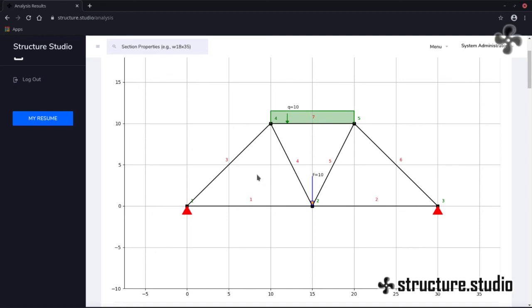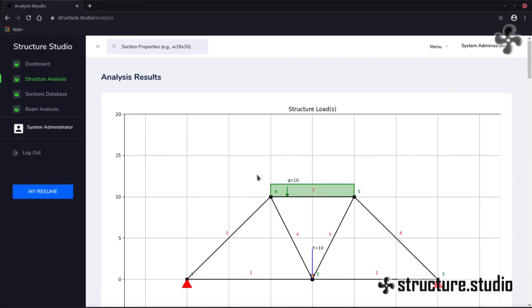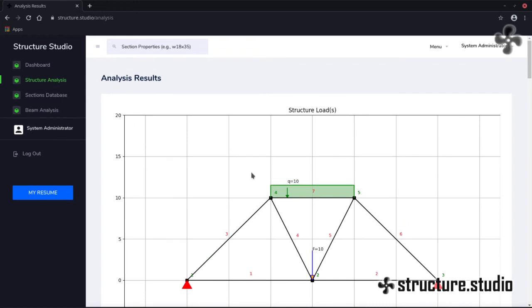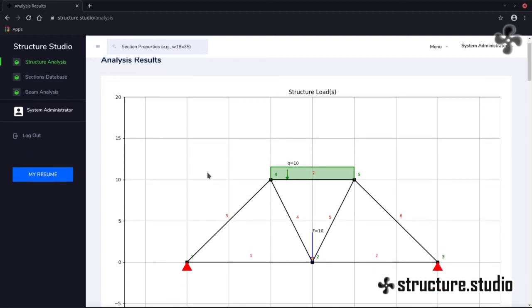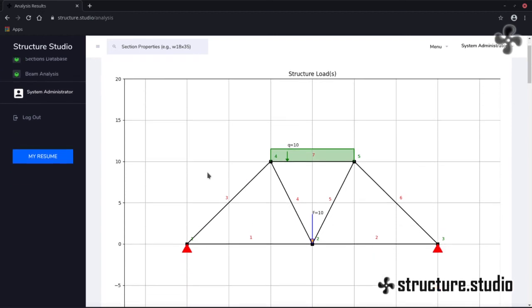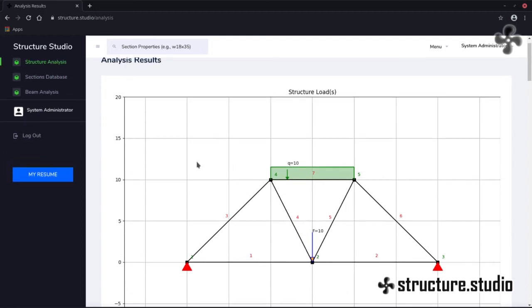All right. I think that summarizes this structure analysis. I did 2 examples, just to recap: a beam example and a truss example. Hopefully these examples will make you understand how to use the form and get you started using Structure Studio.